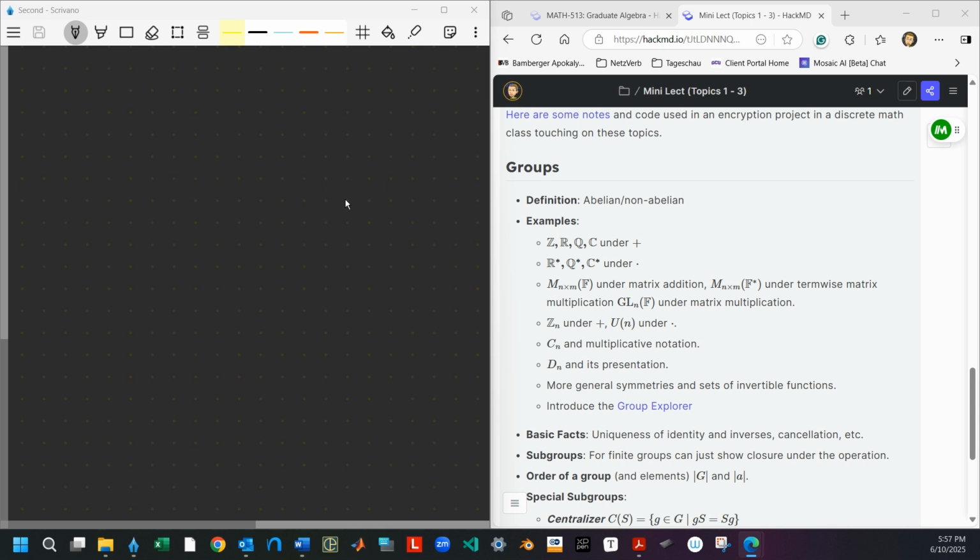I'm going to jump right in and just give a definition of groups and look at some examples and prove some basic facts. Maybe not quite in that order.